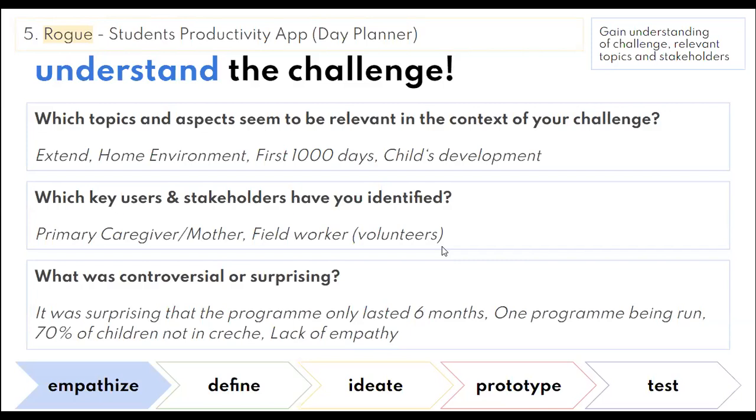But also, what if they wanted to engage with government? What if they wanted to engage with universities? Those will all be stakeholders, not necessarily users, but stakeholders whom you are bringing into the process and who will be with you in that process.